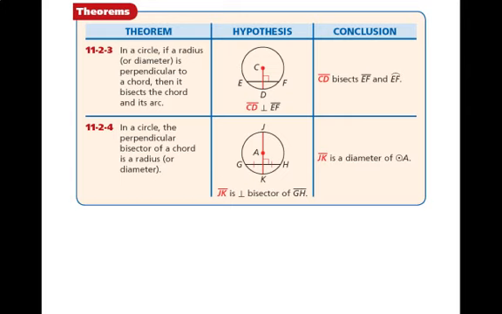One more theorem I want to take a look at. It says in a circle, if a radius or a diameter is perpendicular to a chord, then it bisects the chord and its arc. So looking at this diagram, we notice that the radius CD is perpendicular to the chord EF. Therefore, we know that ED is equal to DF, since that radius bisects the chord. We also know that arc ED is congruent to arc DF.